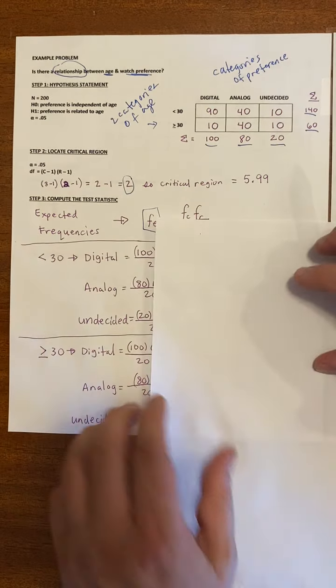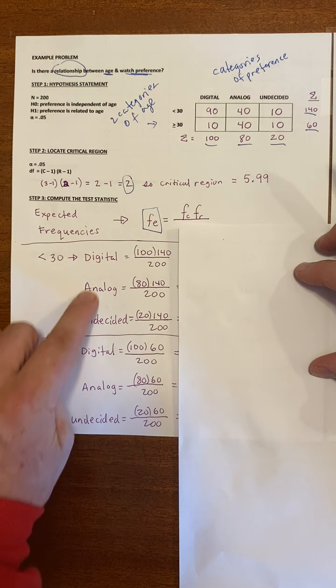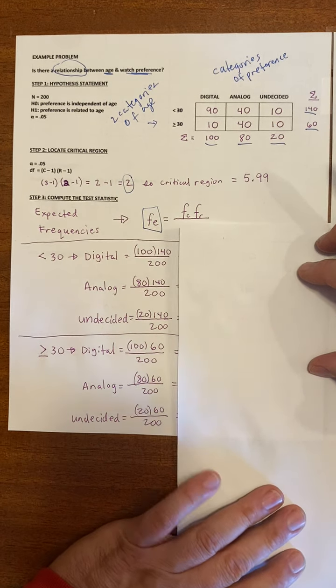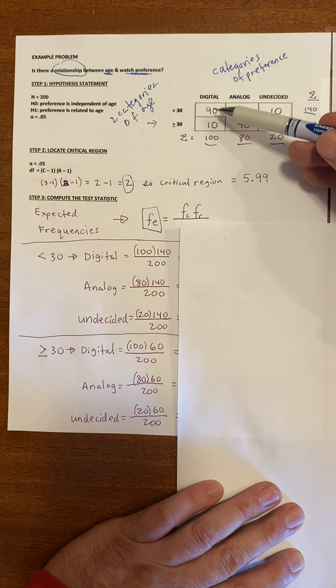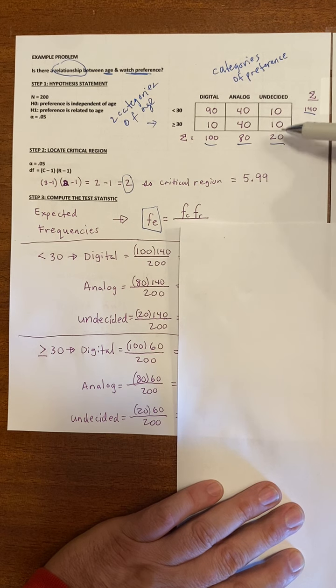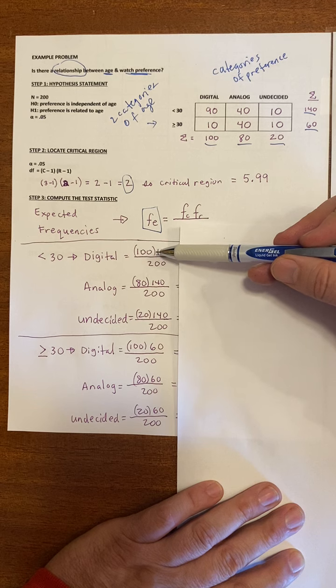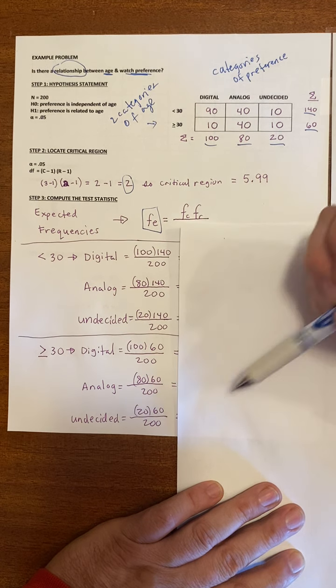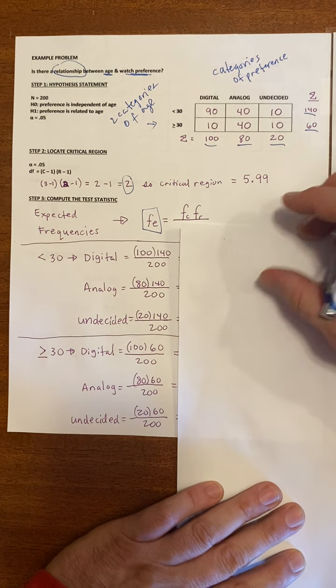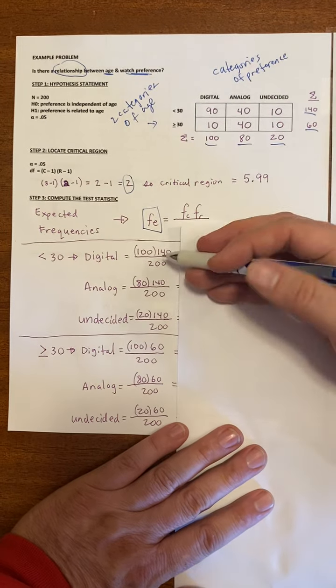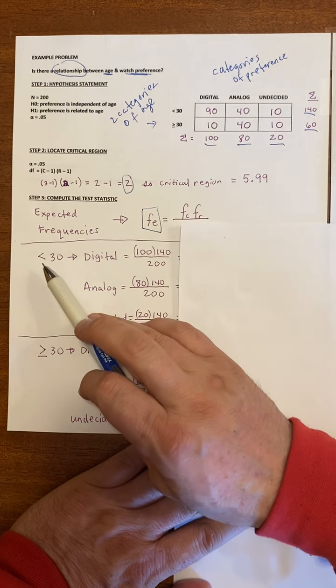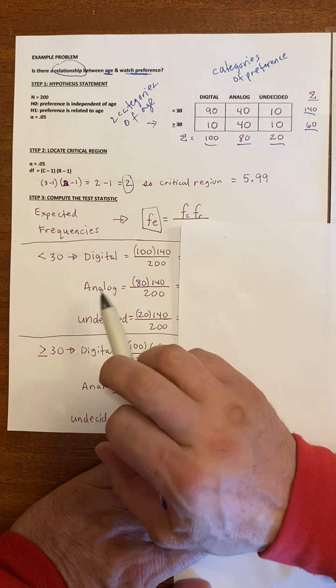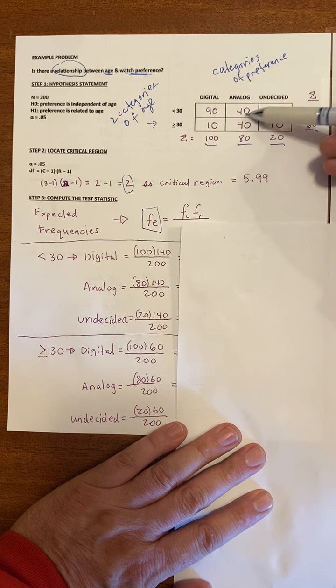Just so you see, we're actually going to do an FE score for every single category that we have, for every single cell we have, right? We have 1, 2, 3, 4, 5, 6 different cells. So we're going to end up with 1, 2, 3, 4, 5, 6 different FE scores. And I'll just kind of run them down really quick, right? So for the less than 30 analog, that's this group here.